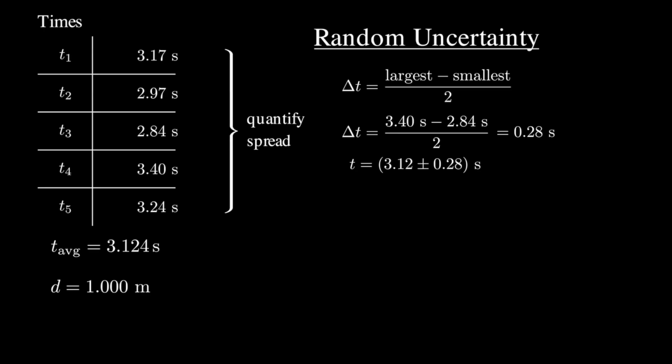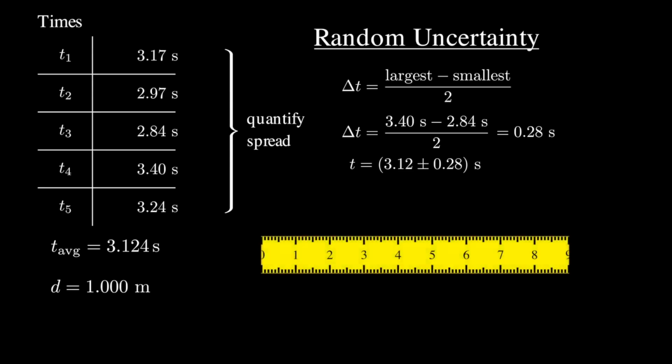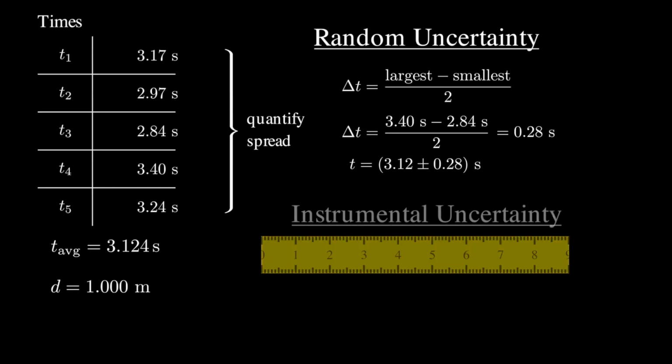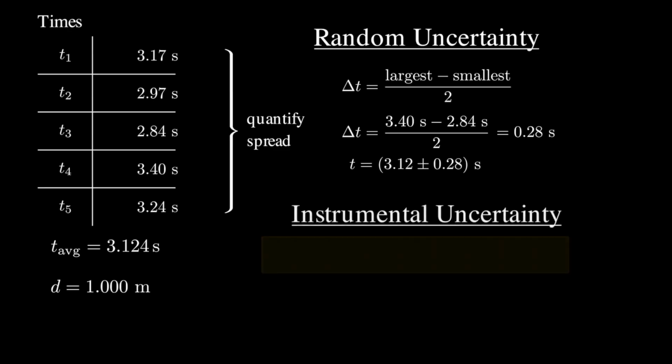No. What it means is that the random variation in the distance measurement is smaller than the ability of the instrument to measure it. The measuring instrument in this case is a meter stick, and if you look at the meter stick, the smallest tick mark is a millimeter, which is 1/1000th of a meter. This is a different source of uncertainty, which we call instrumental uncertainty.